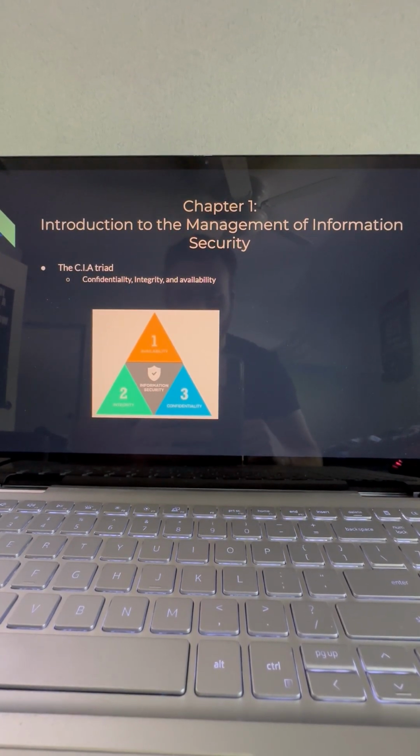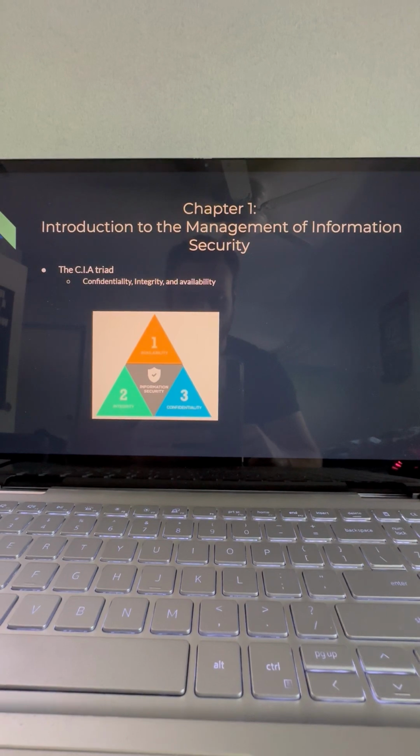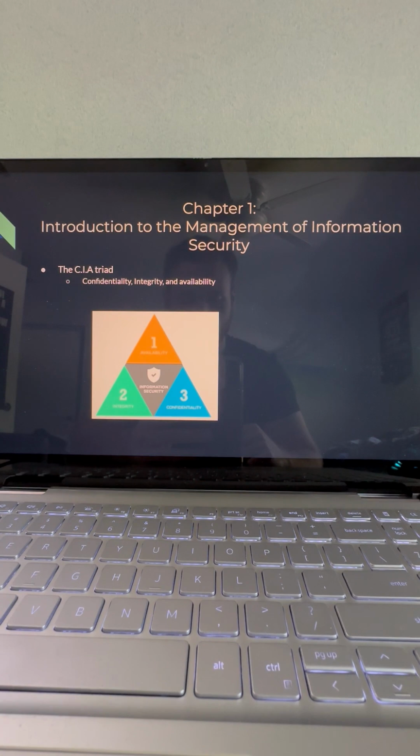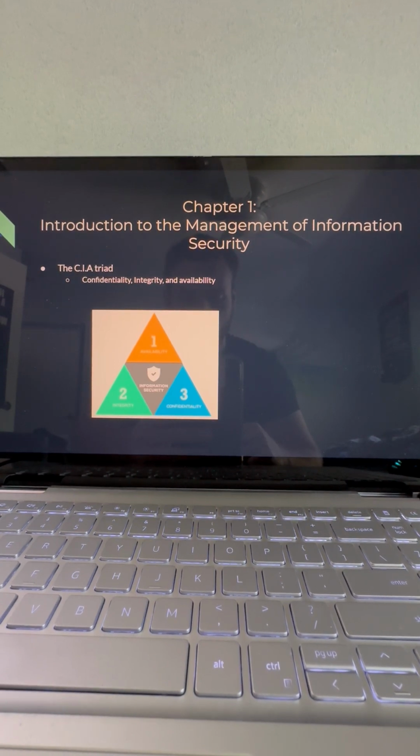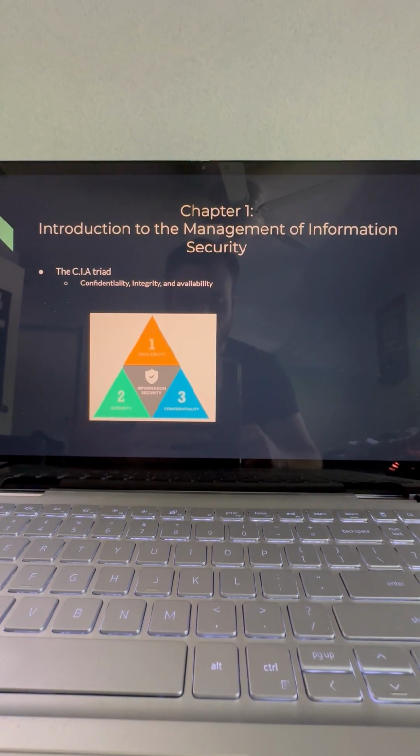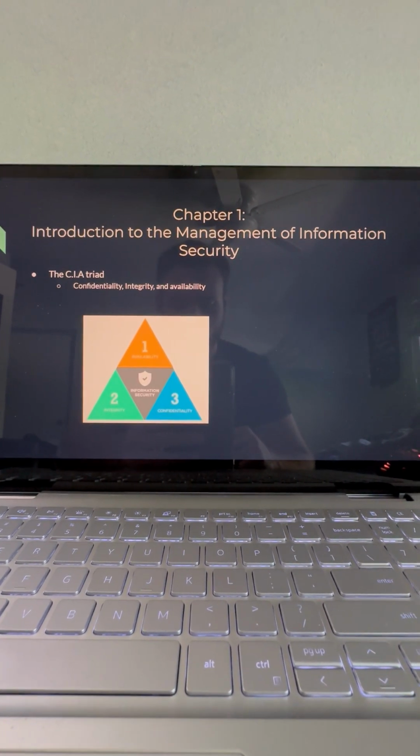Confidentiality refers to protecting sensitive data from unauthorized access. This is achieved through measures such as encryption, access controls, and secure communication channels. Integrity refers to the accuracy, completeness, and trustworthiness of data through its life cycle and preventing unauthorized modifications or deletions of data. This is achieved through techniques like checksums and digital signatures.